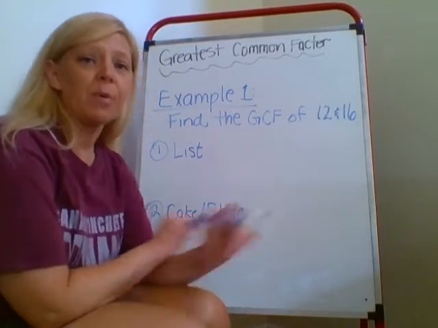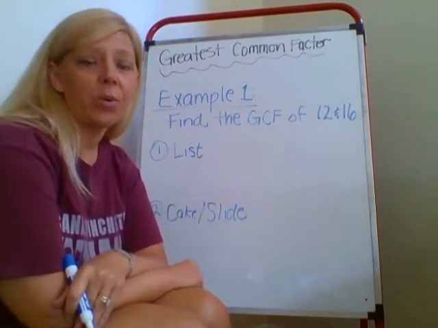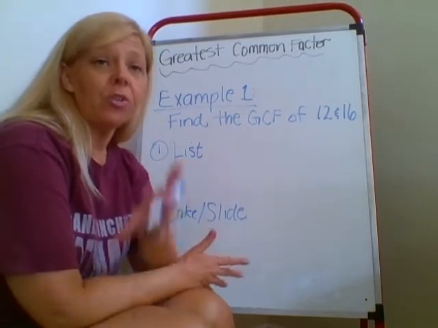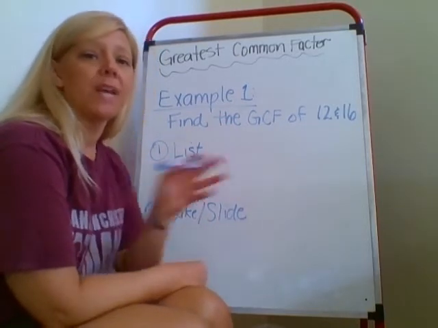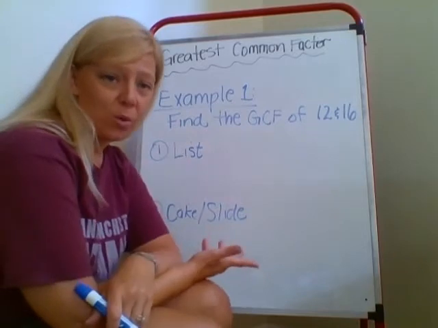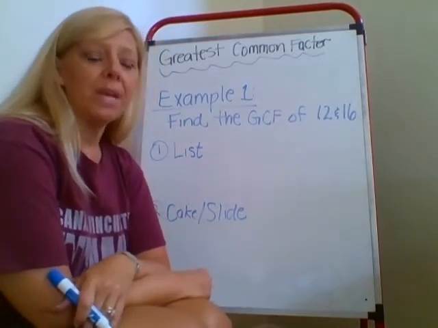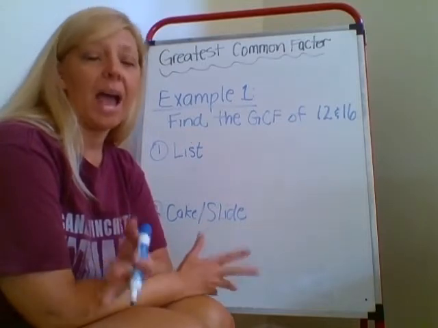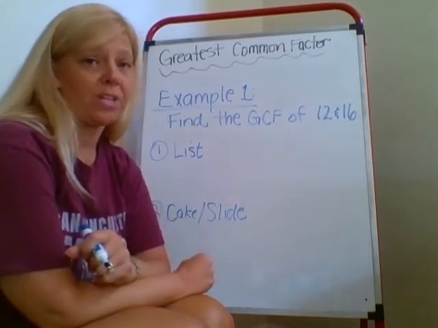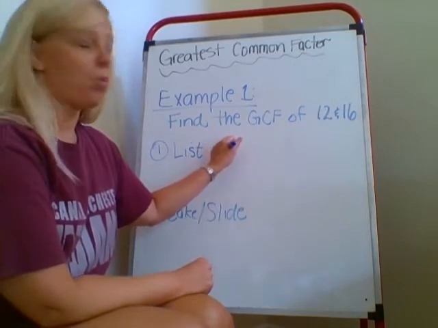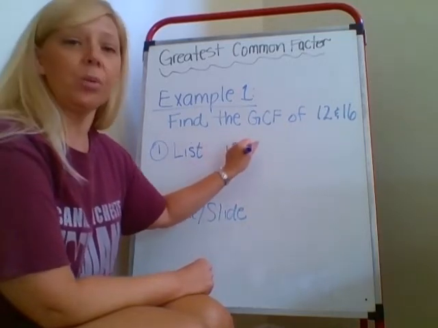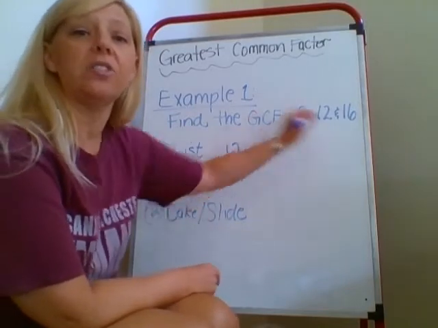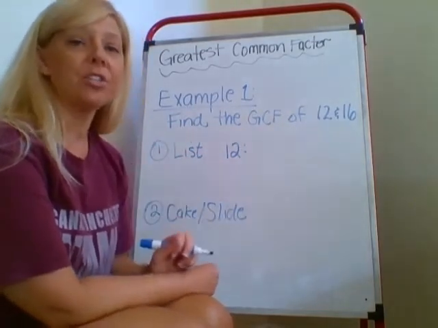So for our first example, we're going to be finding the greatest common factor, or GCF, of 12 and 16. I'm going to do the first way, which is the list, and then I'm going to do the second way, which we call the cake or the slide method. If we're going to make a list, we're going to list every number that goes into 12 and 16. So if I list out 12, a lot of you called this the rainbow method when you were in elementary school because you made rainbows to connect the factors.